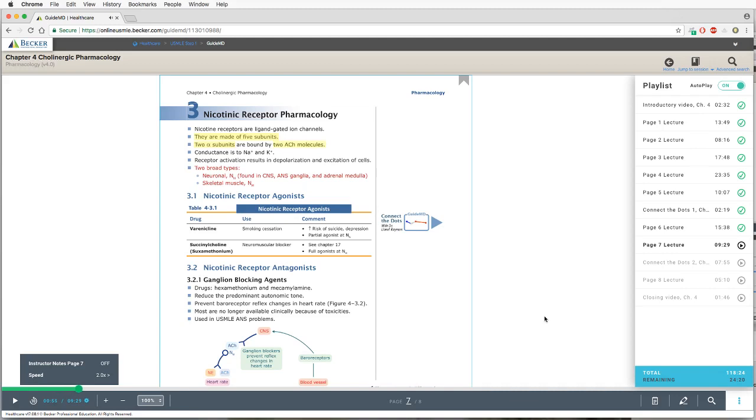What are the ions that are involved? Well, the conductance is to sodium and potassium. As sodium comes in, potassium leaves, the receptor activation results in depolarization, and depolarization is associated with excitation of cells. There are 2 broad types of nicotinic receptors we've already used. The neuronal type, NN, is found in the CNS, but also in ANS ganglia. Don't forget it's also in the adrenal medulla, linked to epinephrine release for the neuroendocrine system. And of course, the different nicotinic receptor you find in skeletal muscle, which we call NM, M for muscle.